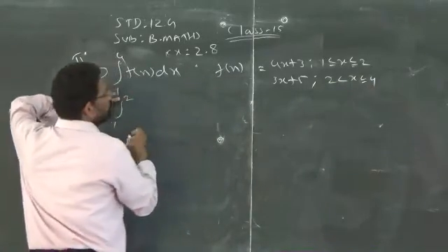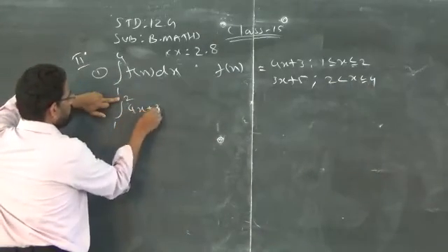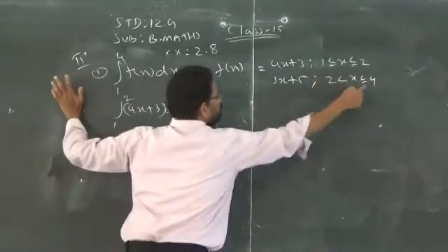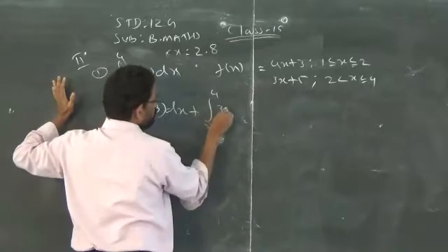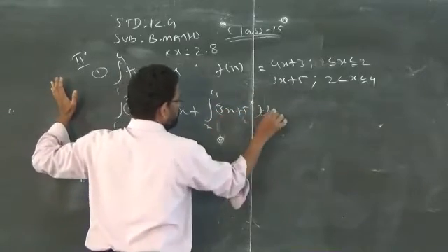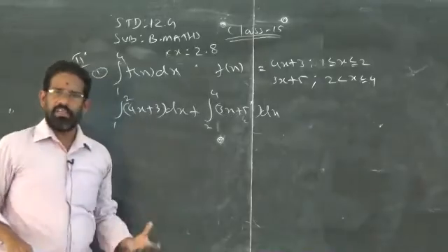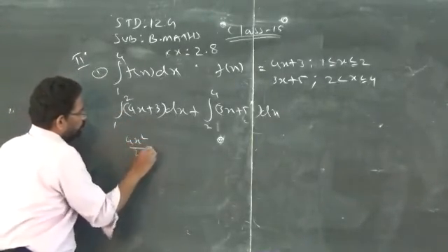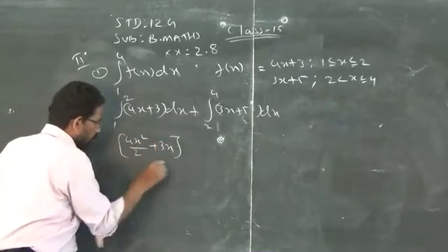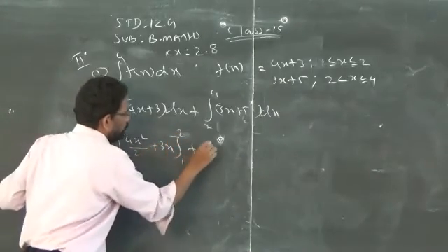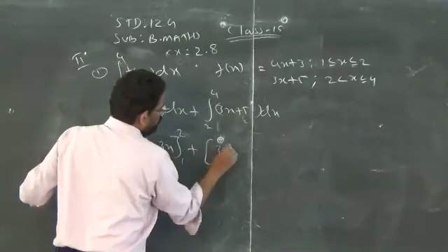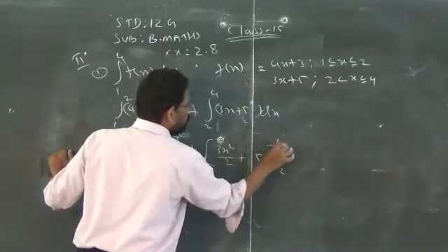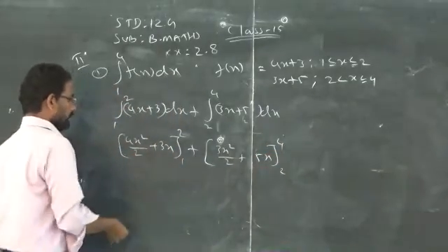So integration 1 to 2 is 4x plus 3 into dx, plus, what is the next limit? 2 to 4. What is the function? 3x plus 5 into dx. So these are normal integrations. Now you know how to simplify. Thus you have to integrate: 4x square by 2 plus 3x from 1 to 2, plus, what is the integration of 3x plus 5? 3x square by 2 plus 5x. What is the limit? 2 to 4.